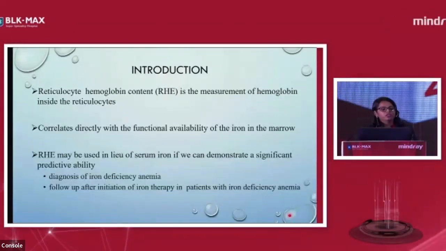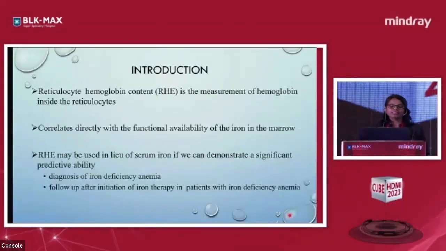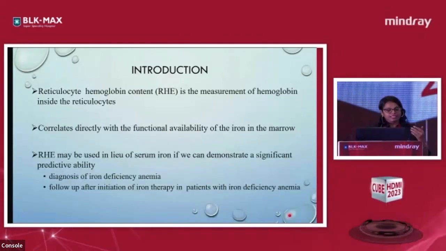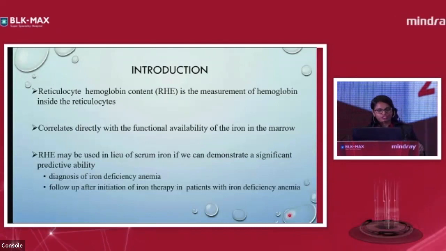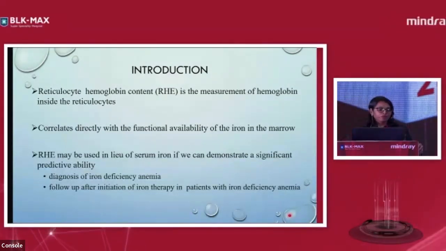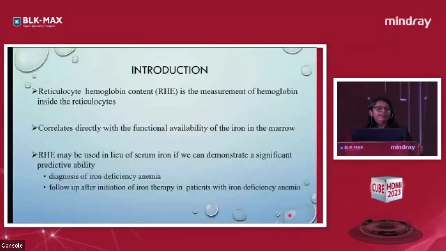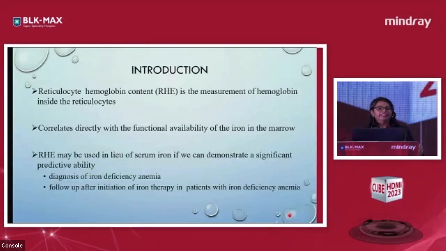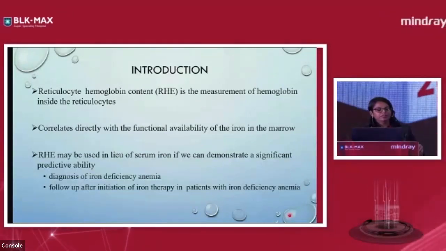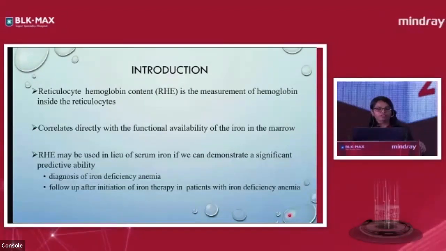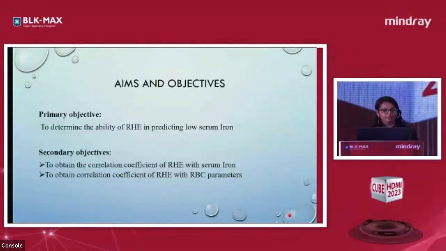Reticulocyte hemoglobin estimation is the measurement of hemoglobin inside the reticulocytes. It correlates directly with the functional availability of iron in the marrow, and RHE may be used in lieu of serum iron if we can demonstrate a significant predictive ability in the diagnosis of iron deficiency anemia and for the follow-up after initiation of iron therapy in patients with iron deficiency anemia.